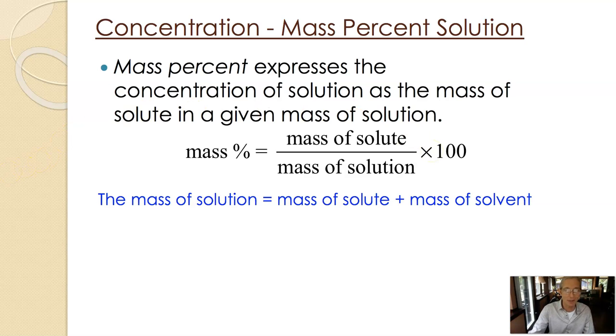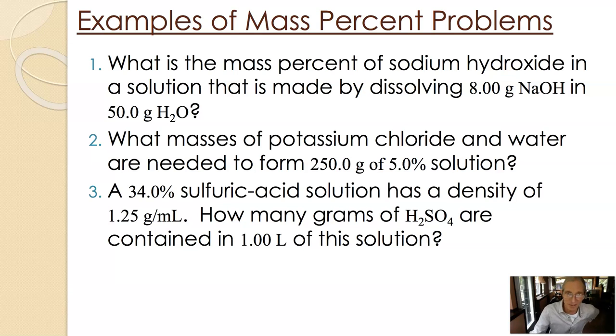Let's take a look at some examples. Okay, first one here. What is the mass percent of sodium hydroxide in a solution that is made up by dissolving 8 grams of sodium hydroxide, NaOH, in 50 grams of water? Okay, which would be 50 milliliters of water, taking the density of water to be 1 gram per milliliter. Let's take a look at the answer for number 1.